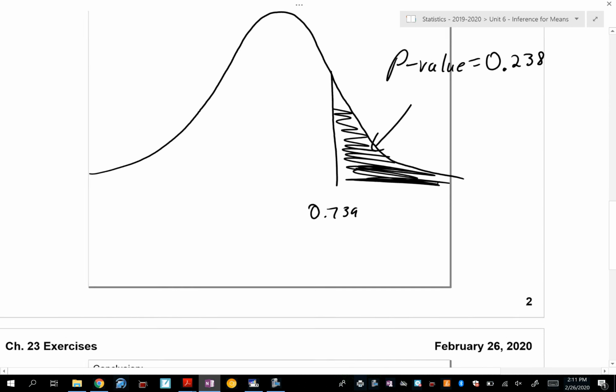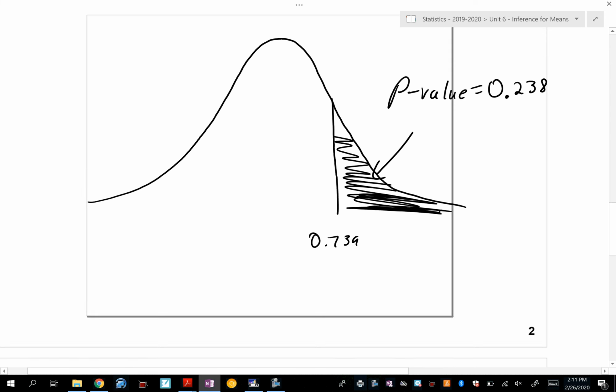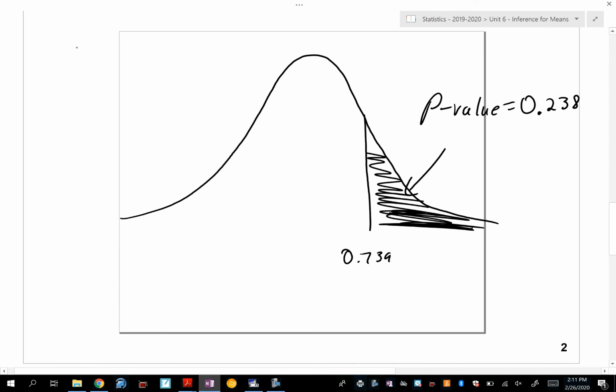Okay, so who's got our conclusion for this p-value of 0.238? And remember, we're using an alpha of 0.05. Who's got it? Close, almost. You were so close. Our p-value is above alpha, so we do not have enough evidence to reject the null hypothesis. So I'm going to fail to reject the null hypothesis.